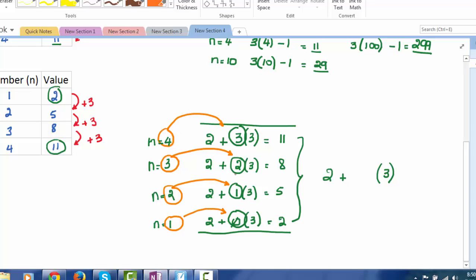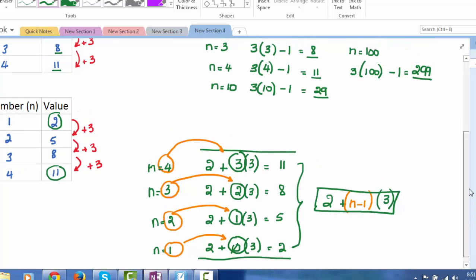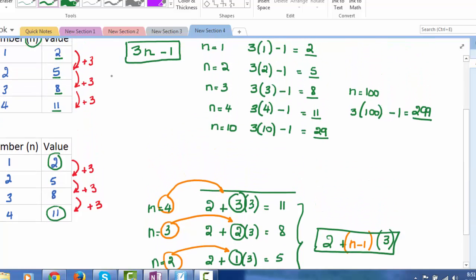What is the relation between this number and n? As you can see, it's minus 1. So n minus 1, I have to put it here. And you will see that this will be my algebraic expression. Someone will tell me, wow, this algebraic expression, 2 plus (n minus 1) in brackets times 3, is totally different than the first one, 3n minus 1. Why are they different? I will answer this question in 1 minute.